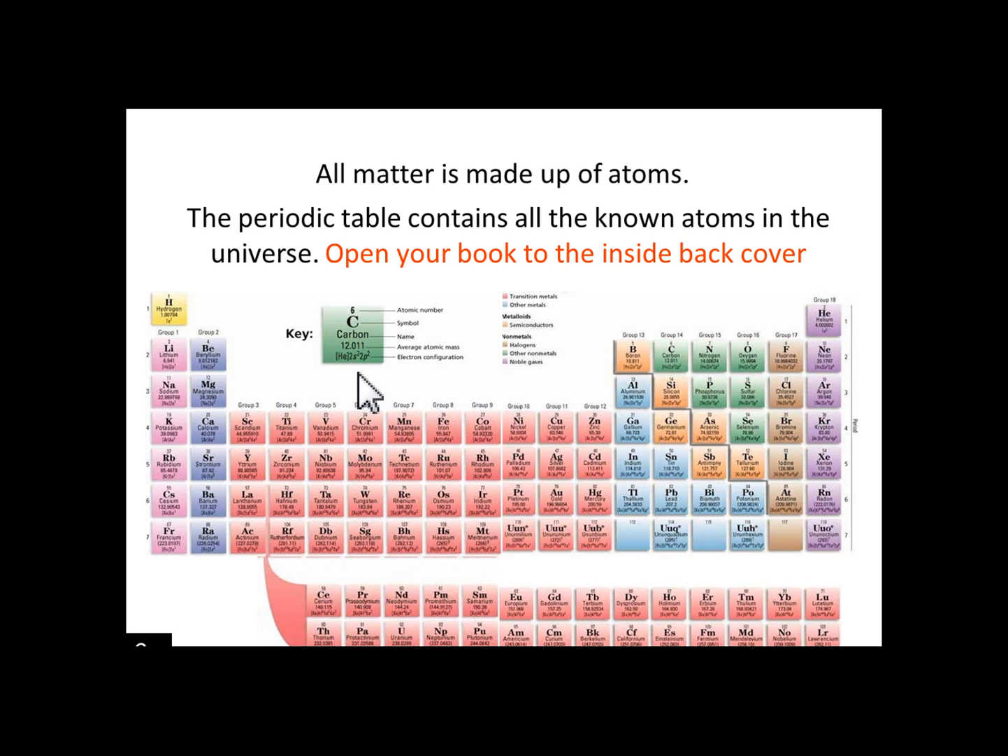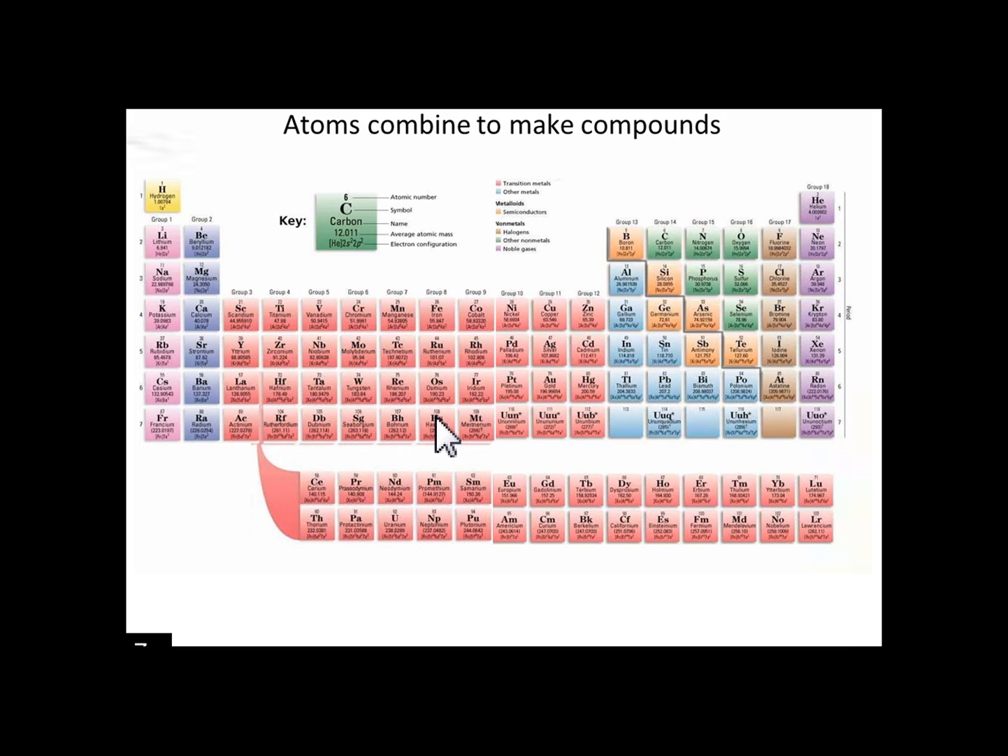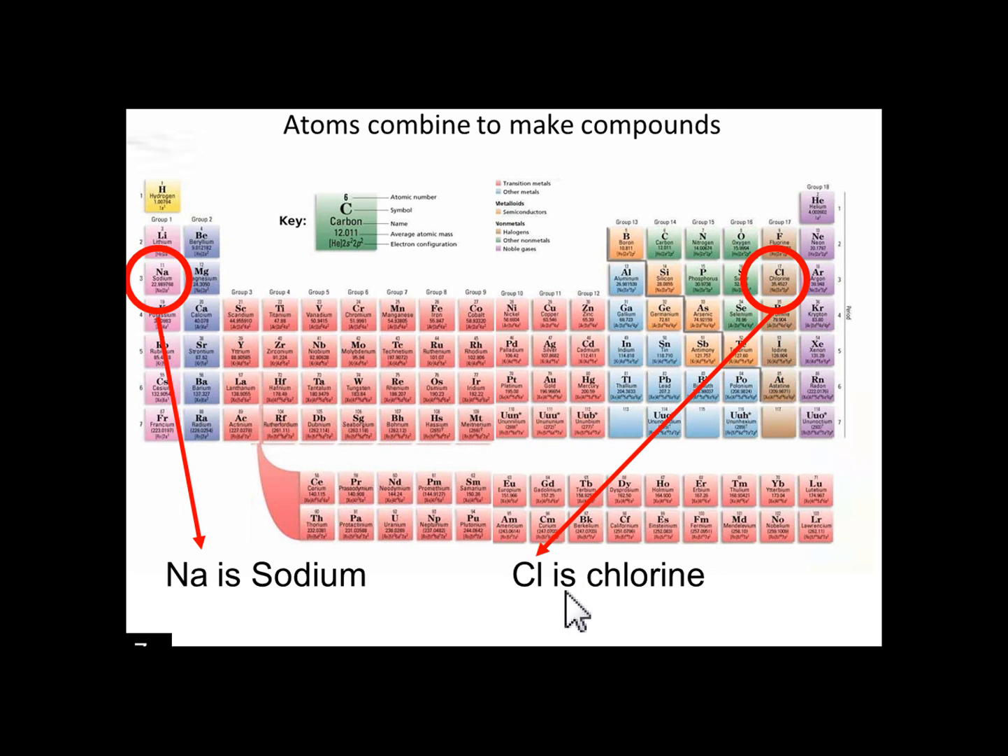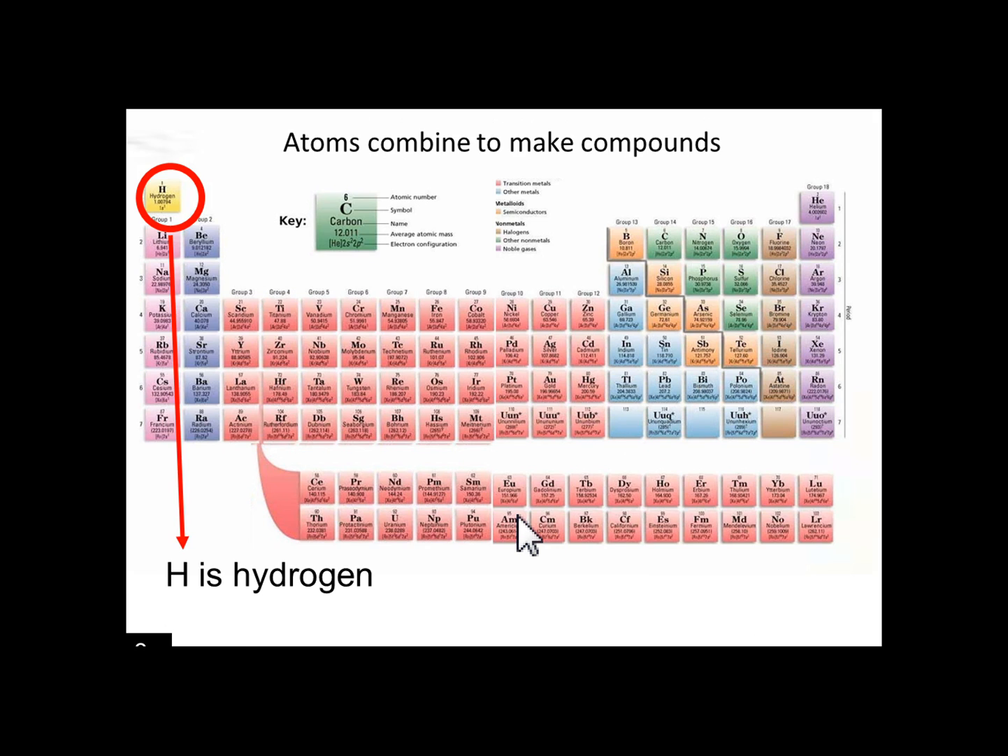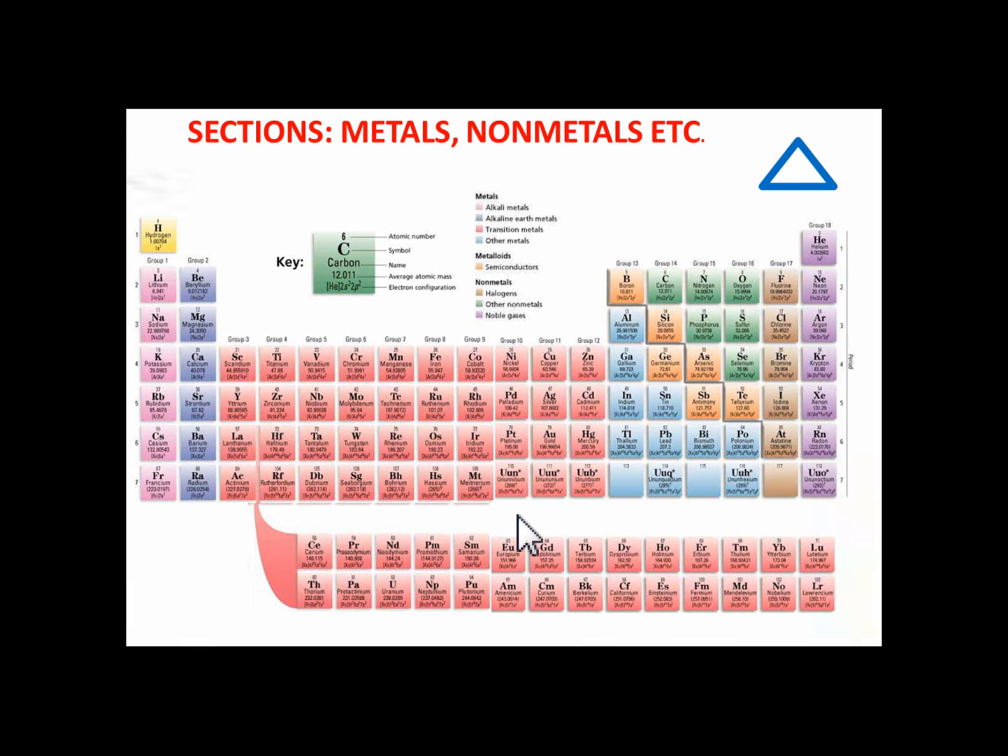There's a block for each element, and in that block you'll have the symbol for the element, the name of the element, the atomic number, the average atomic mass, and in this case the electron configuration. Now atoms combine to form compounds. Sodium, abbreviated Na, combines with chlorine, abbreviated Cl, to make table salt, also known as sodium chloride. Hydrogen, H, can combine with oxygen, O, to make water, H2O.